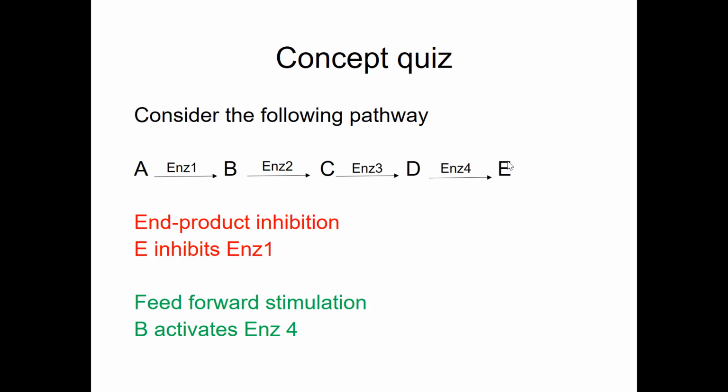Okay, so one example, and these are not the only examples that are possible. However, one example of end product inhibition can be where E, the final product, goes back and inhibits enzyme 1. An example of feed-forward stimulation would be that the product B can now come and activate the last enzyme, or enzyme 4.